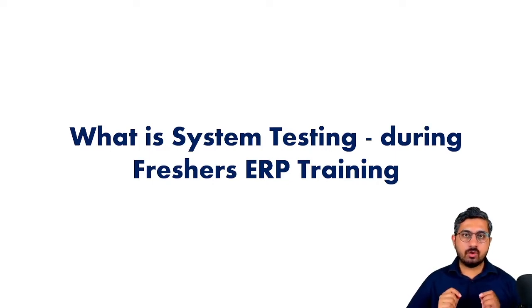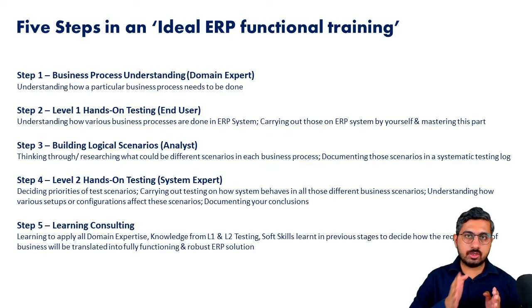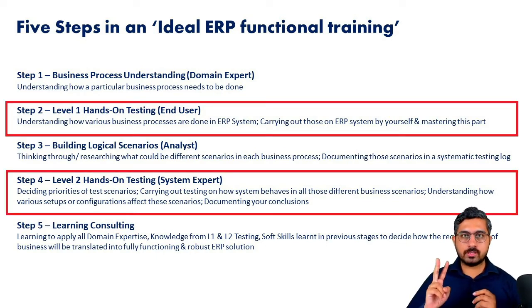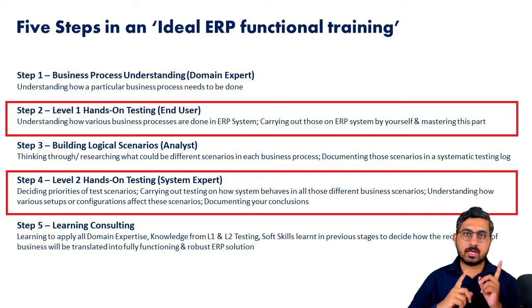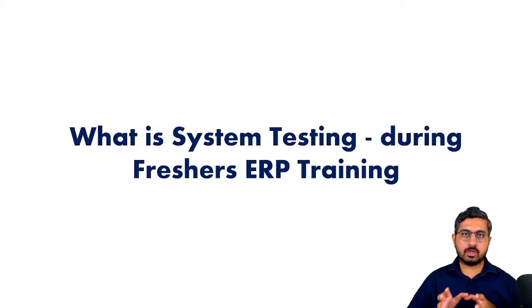In our last video, we have already seen what are the stages or the phases of any ERP consulting training, especially the functional training. In those stages, there were two crucial stages. The first was level 1 testing or the business process testing, and the second one was the scenario testing or the level 2 testing. Now, if you have not watched that video, then I'm giving the link of that over here so you can go back and check that out first and then come back to this particular video.